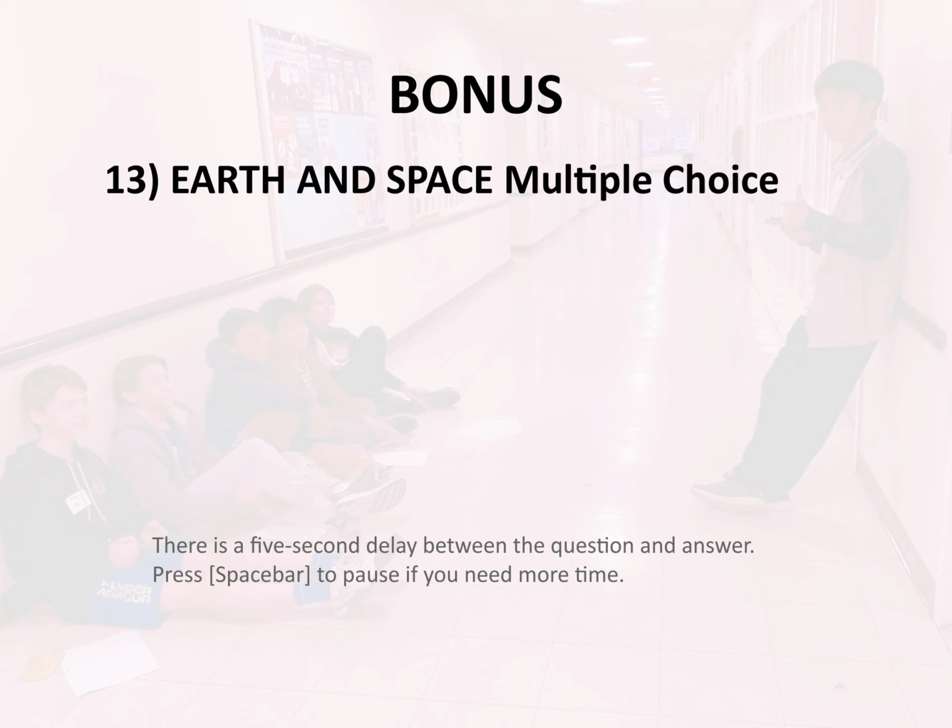Bonus 13. Earth and space. Multiple choice. Why does shale split along planes? W. Compression during burial aligns mineral grains in planes. X. Shale is composed of equidimensional grains. Y. Shale contains large mineral grains. Z. Ionic bonds between the planes are weaker than covalent bonds within the planes.